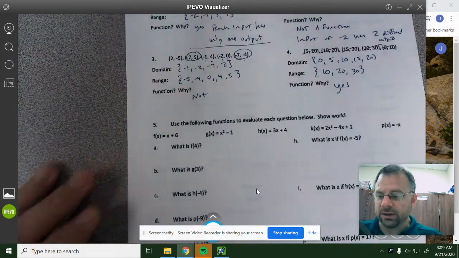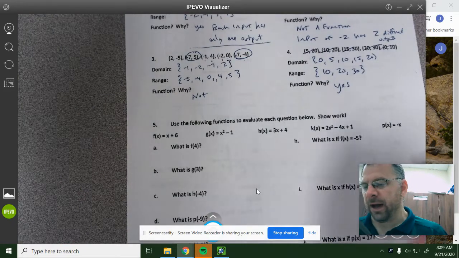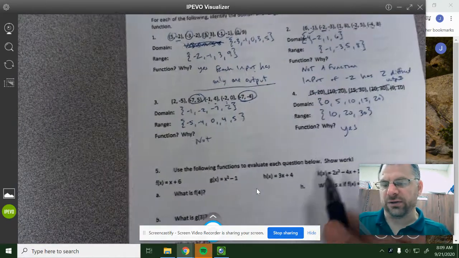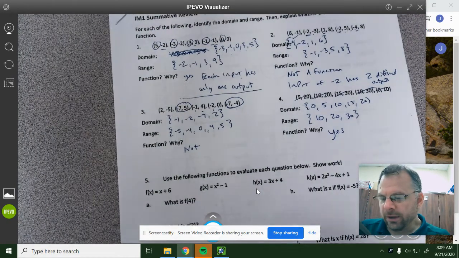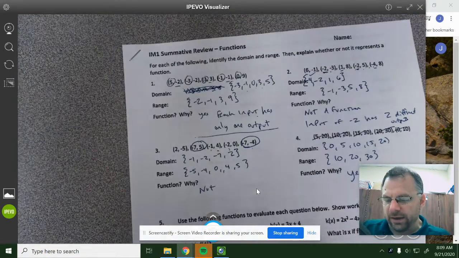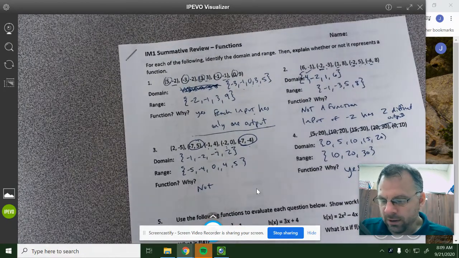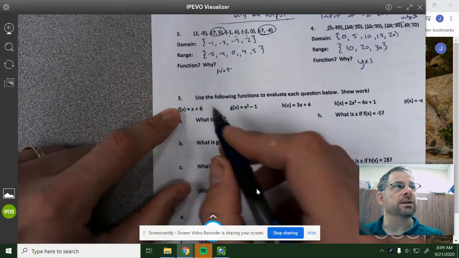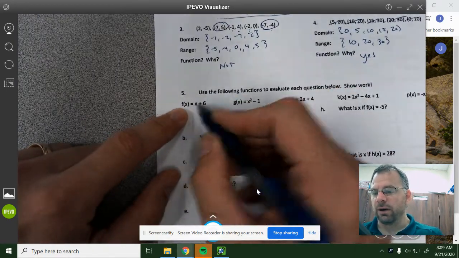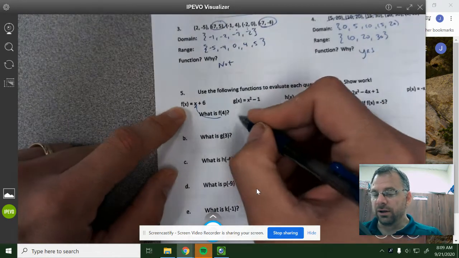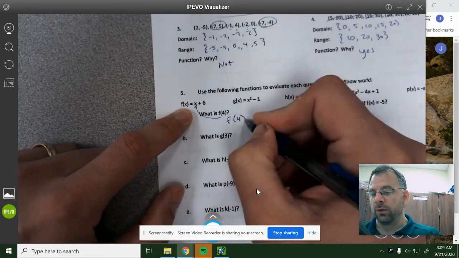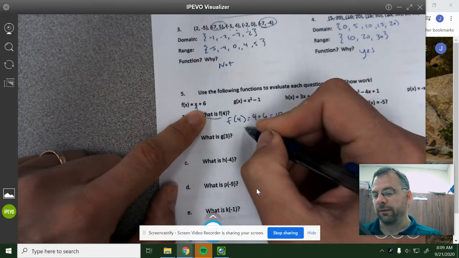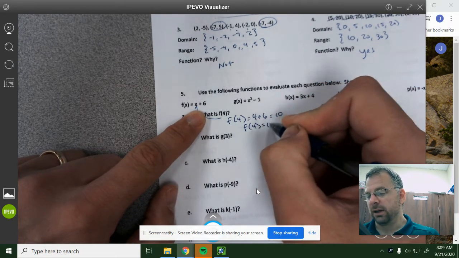All right, the next section is problem 5, where we got a bunch of different functions here. We've got an f function, g function, h function, k function, p function. And it's asking, in the f function, when the input is 4, what is my output? So I'm going to plug 4 into the f function. So f of 4 would be putting 4 in for x, and that equals 10. So f of 4 is equal to 10.